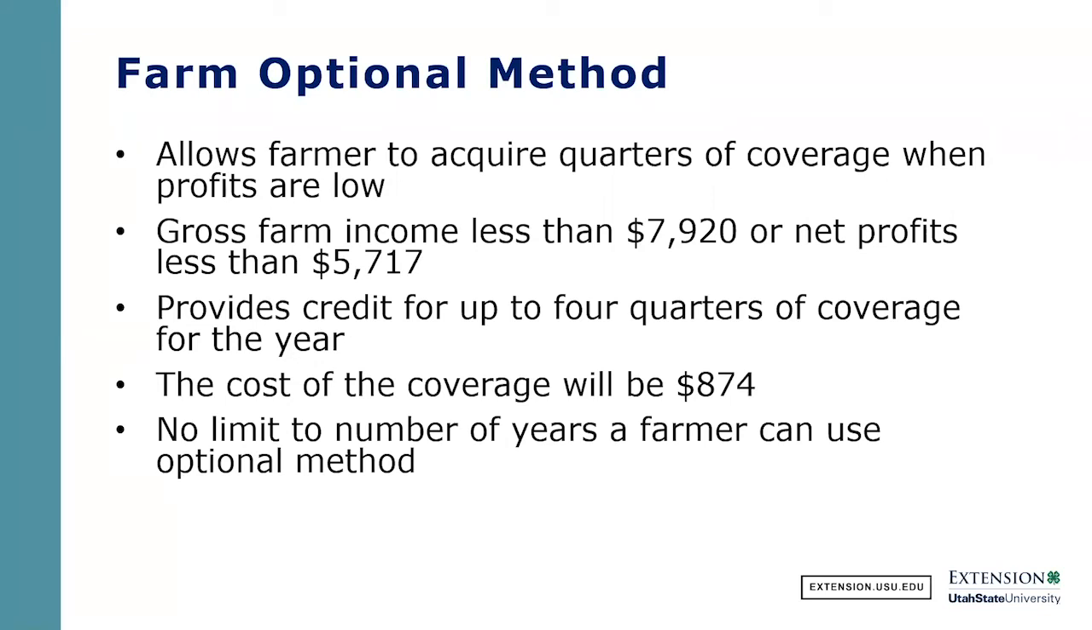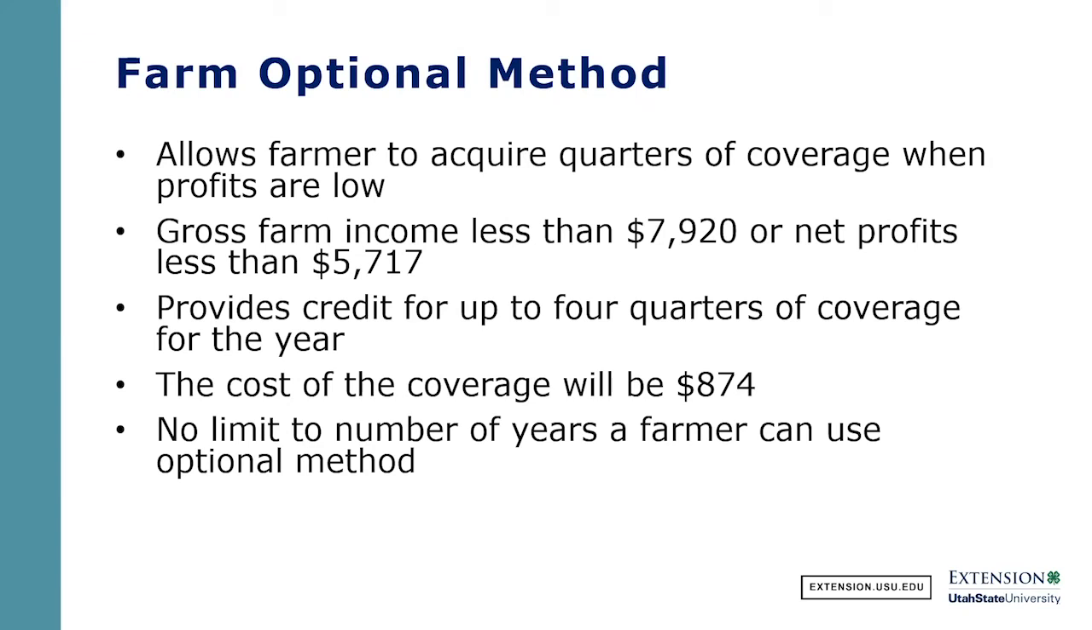And if you don't have enough current quarters of coverage, and you have an event where you get hurt or something, you become disabled, you may not have the disability benefits if you're not current on your quarters of coverage. And so with gross farm income less than $7,900, or profits less than $5,700, you can choose to add in this farm optional method.